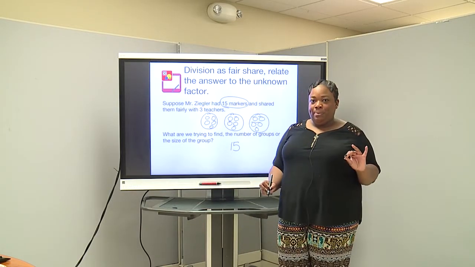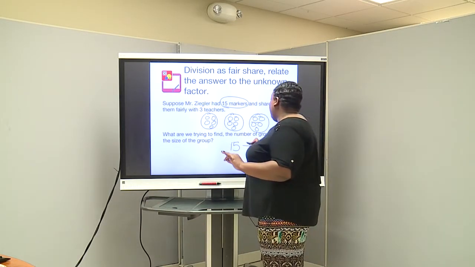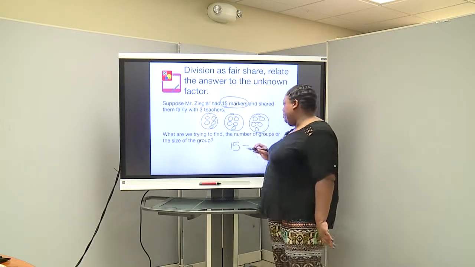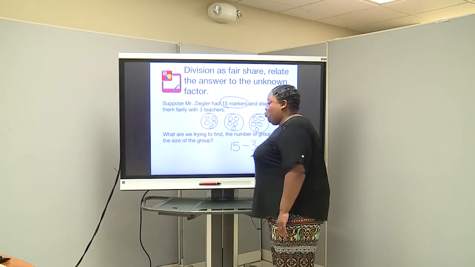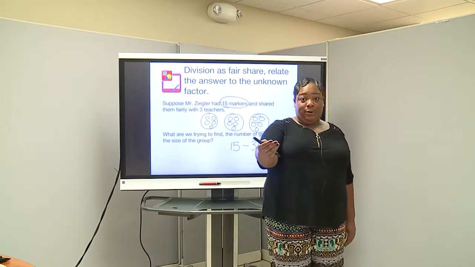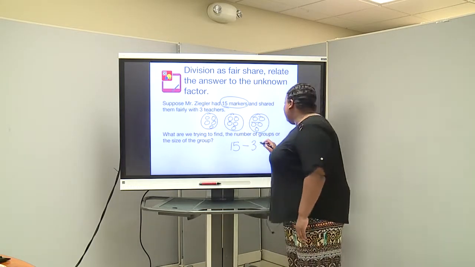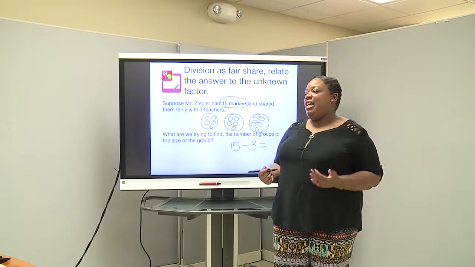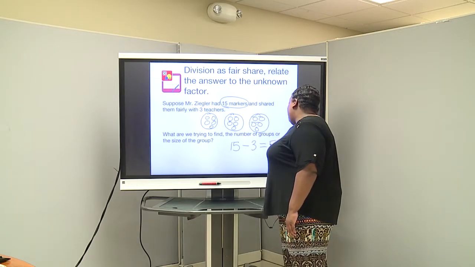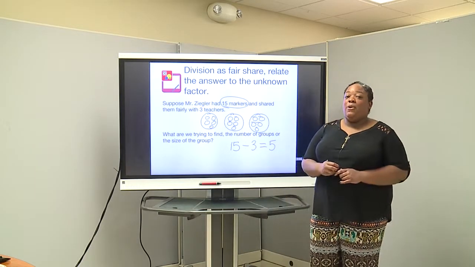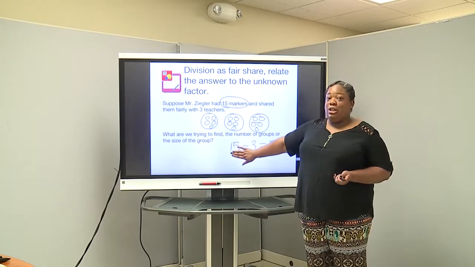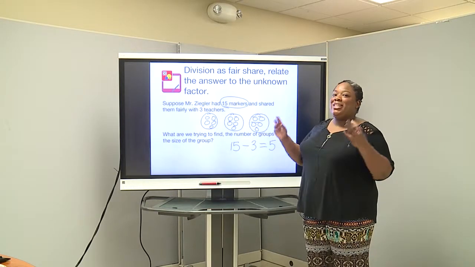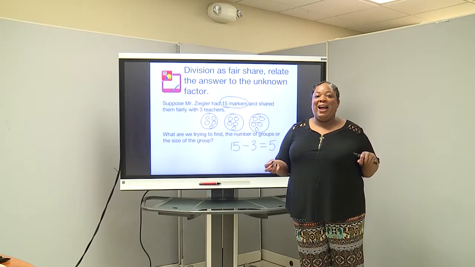And what did we do? We divided those 15 markers among how many people? 3 people. And that 3 is the number of groups, okay? Then we decided that each teacher gets how many markers? Each teacher gets 5 markers, all right? So in this case, we have the total divided by the number of groups equals the size of the group, all right?